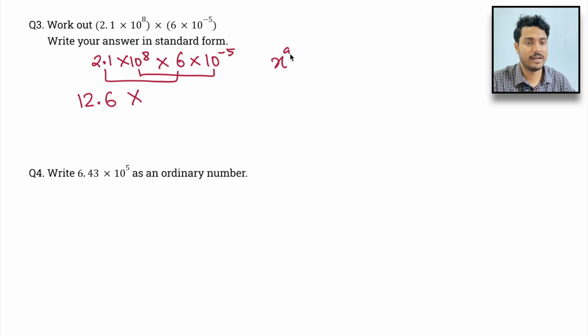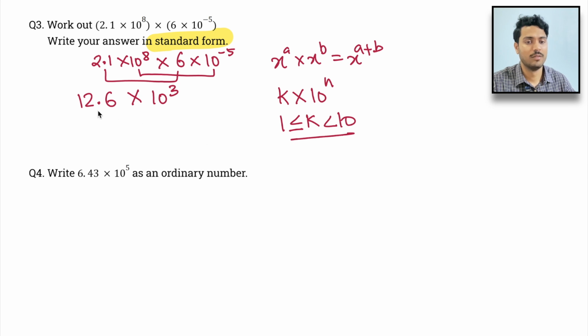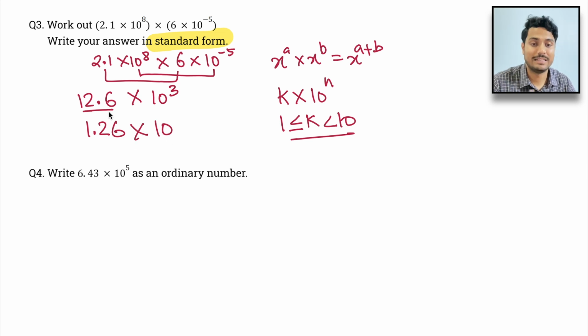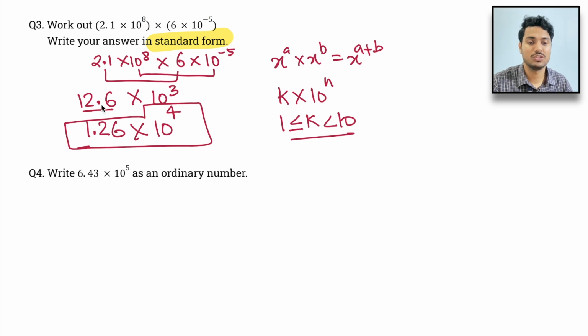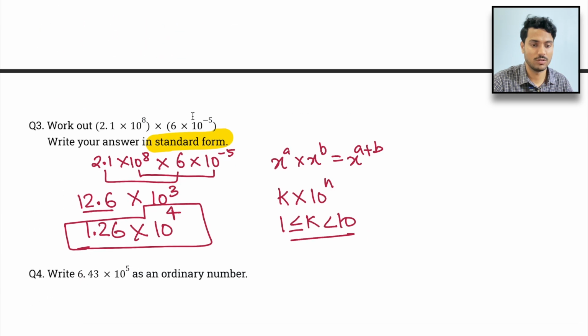So here we apply the law of indices. x raised to a multiplied by x raised to b is actually x raised to a plus b. So here we can write it as 10 raised to 3 now. But this is still not in the standard form which is asked here. So we have to convert it into standard form, because whenever we have to write a number in standard form, it should be k multiplied by 10 raised to n, where the value of k should be greater than or equal to 1 and lesser than 10. But this value is not lesser than 10. How can we make it lesser than 10? If we shift this decimal point from here to here, we can write it as 1.26 multiplied by 10 raised to 4. Why? Because we are shifting the decimal point from right to left. This is what we did here.